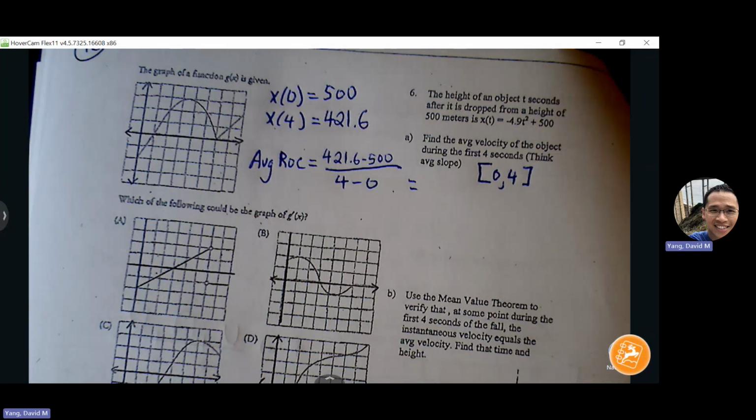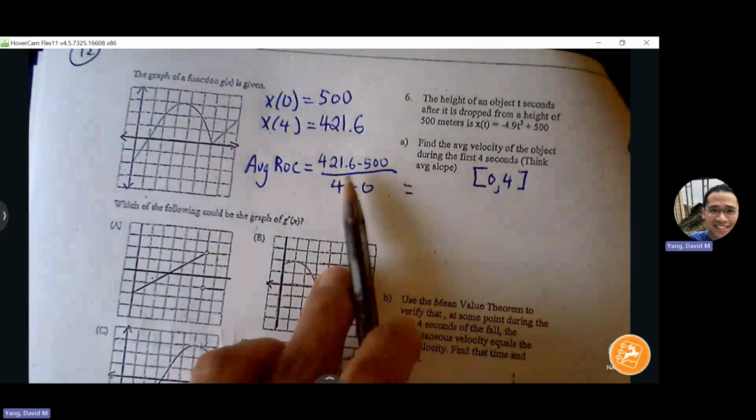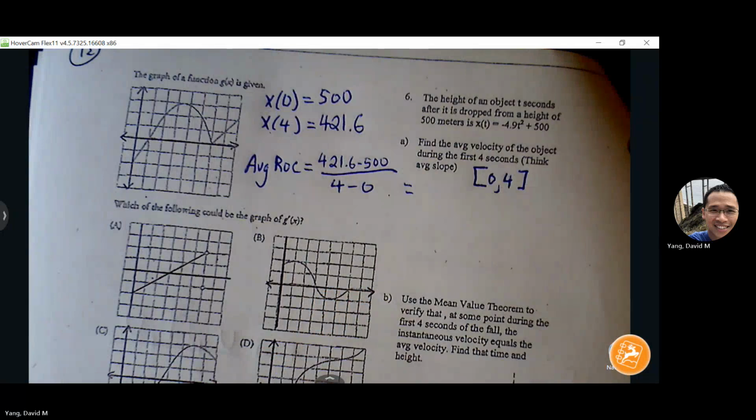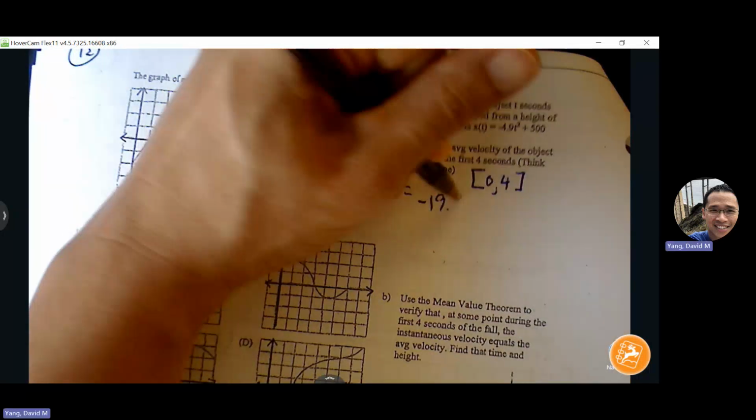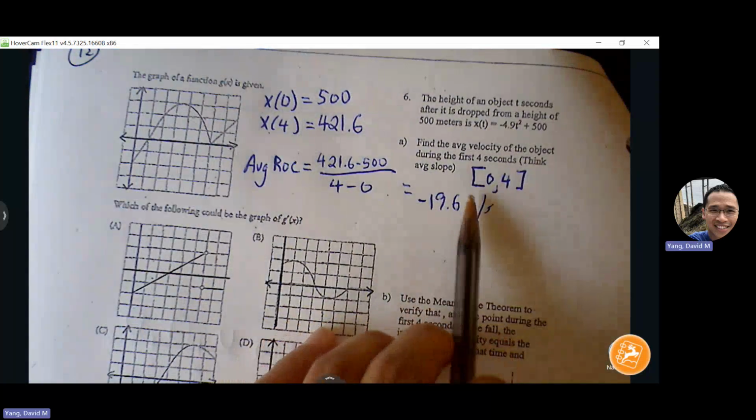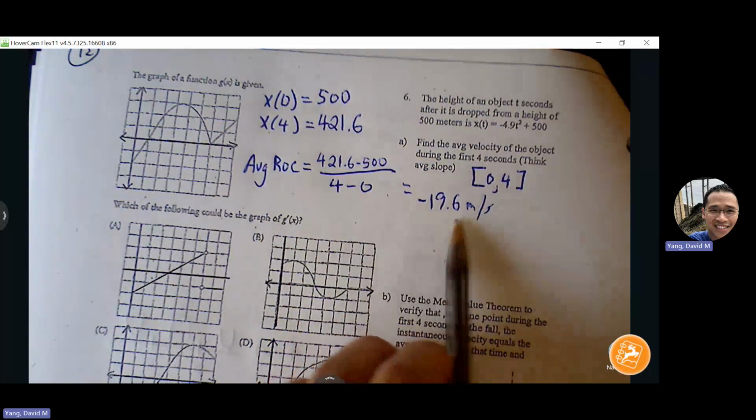Yeah, so subtract in your calculator and divide by 4. What'd you guys get? Okay, so that means between 0 and 4 seconds, this object has an average velocity of negative 19.6 meters per second.